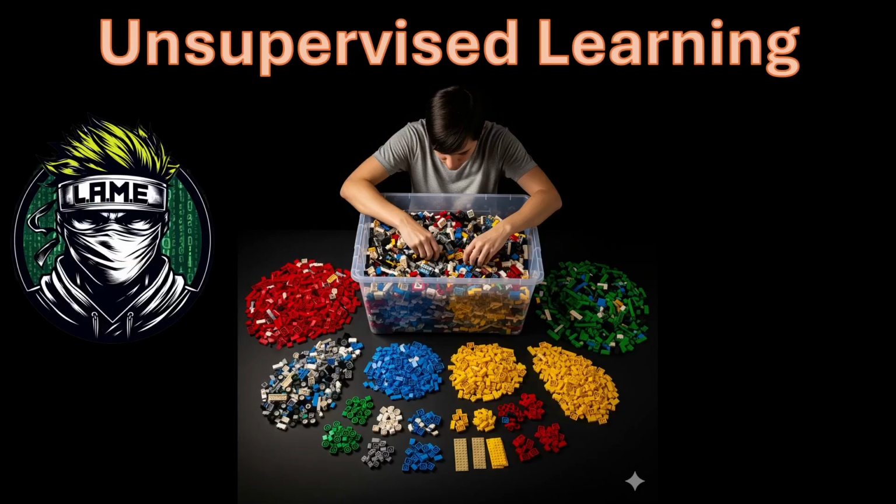Our unknown network is that messy box of Legos. We don't have labels. We can't tell the machine this is a workstation or this is a web server. Instead, we're going to use unsupervised learning to tell the machine, find the groups of devices that behave in similar ways. The machine will find the patterns, and then we, as the cyber detectives, will come in and label those groups.